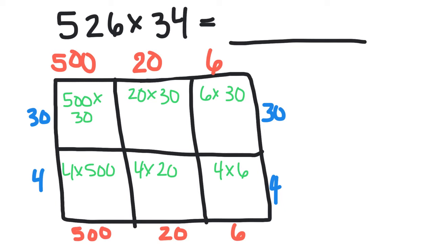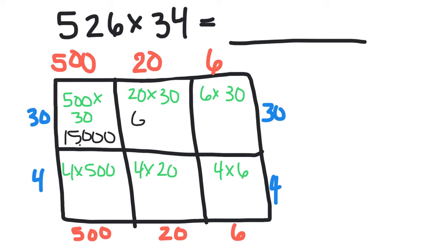Now we need to do our multiplication. When we're multiplying big numbers like this, we can use the zeros trick. What that means is we can look at our numbers, 500 and 30, and just look at the non-zeros. Look at 5 times 3. 5 times 3 is 15, and then we can add in those 3 zeros at the end. 5 times 3 is 15, with our 3 zeros is 15,000.